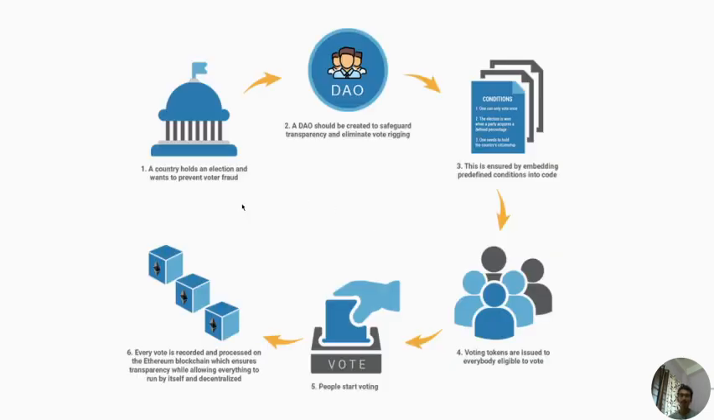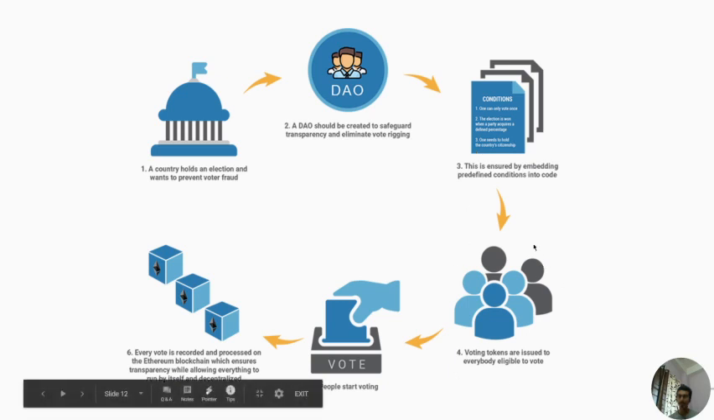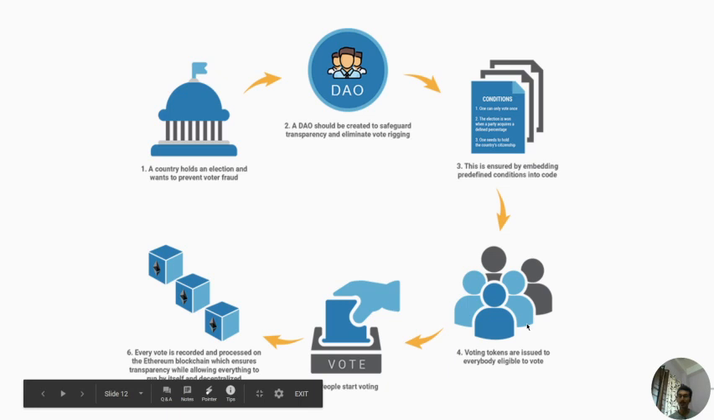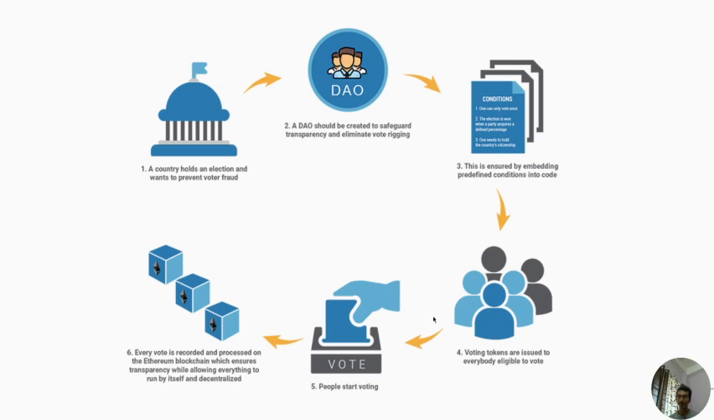So a country holds an election and wants to prevent voter fraud. What they do is create a commission or autonomous organization which is responsible to create the election and also to prevent any tampering of the votes. So they create a contract, which is a digital one, and that contract will assign a few users a token. The user is basically us who are voting. So we are issued some tokens, and people with tokens will start voting.